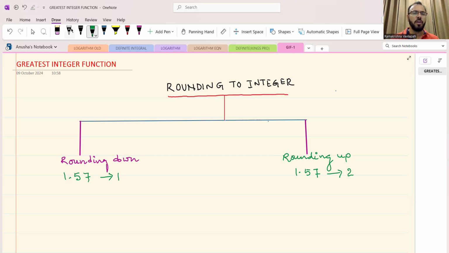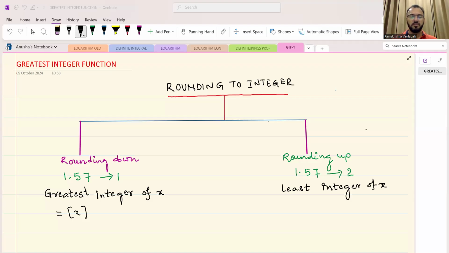This rounding down is nothing but the greatest integral part of x. So rounding down, we call it the greatest integer of x, the greatest integer which is less than or equal to x. So we represent it as x enclosed by a square bracket.